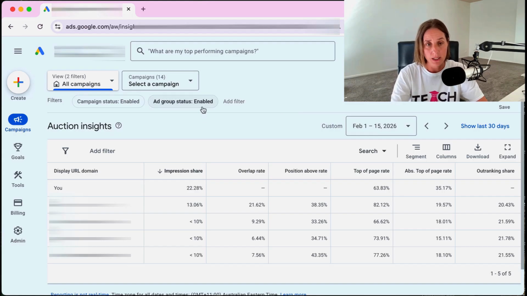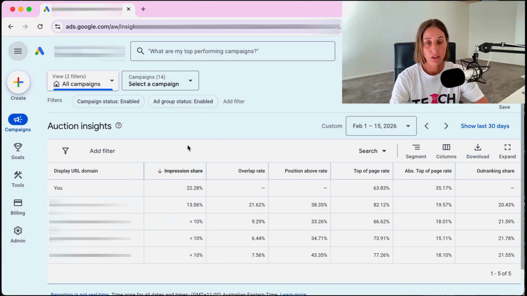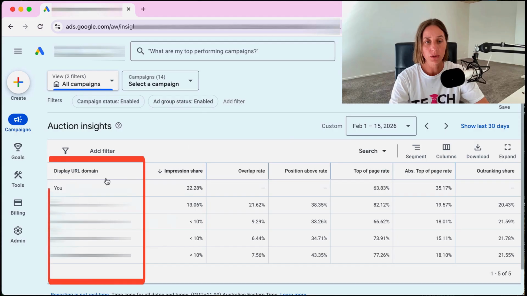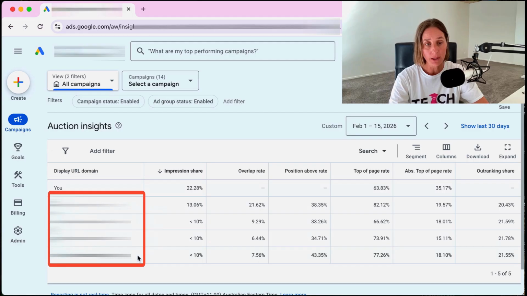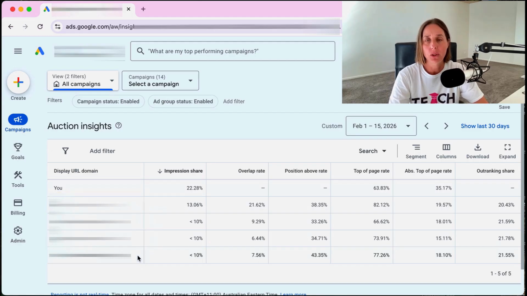And here we find all this, what can be very confusing information, and hopefully I will shed some light on that for you. So in this first column in this table, we can see what's called the display URL domain, and obviously you being you, the advertiser. And then here are all the other competitor URLs. These are the people who are also competing against you inside Google Ads.